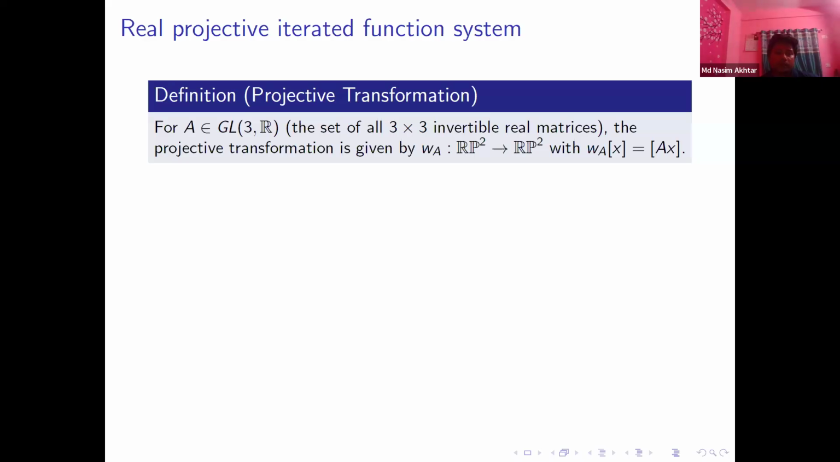Next is the real projective iterated function system. First we define the projective transformation. For A belonging to GL3R, the set of all 3 by 3 invertible real matrices, the projective transformation WA is given by WA from RP2 to RP2 with WA of X equal to the equivalence class of AX, that is, the line passing through AX.